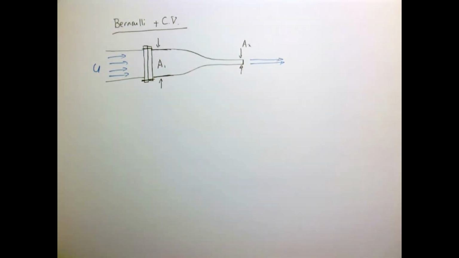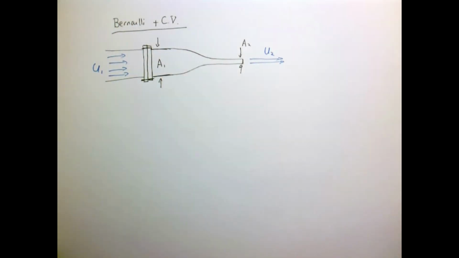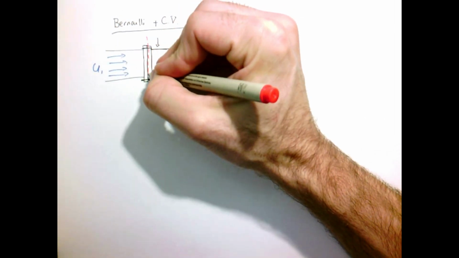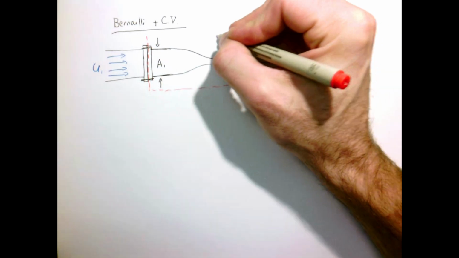Upstream, we're going to have area A1. Downstream, we're going to have area A2. Upstream, we're going to have velocity U1. Downstream, we're going to have velocity U2. Now in this problem, we'll draw a control volume to go right down the cut directly like that. Seems like the obvious choice.